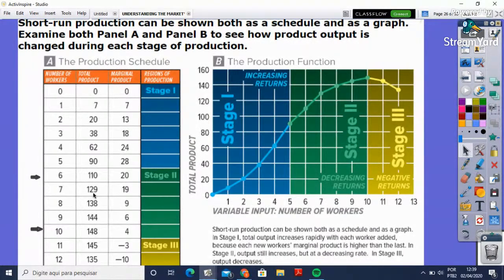I go to 129 total product, but my marginal product is 9. And then if you notice, when I start 10, I have a big difference. My marginal product is good. Okay, 148. My marginal output is 4, and I have 10 employees. And when I go to stage 3, you will see the number is negative. I have 11 employees, total product 145. My marginal product is negative 3. What does this mean? I have too many people working for me, and I'm not making money. I go to my negative returns, which is here.